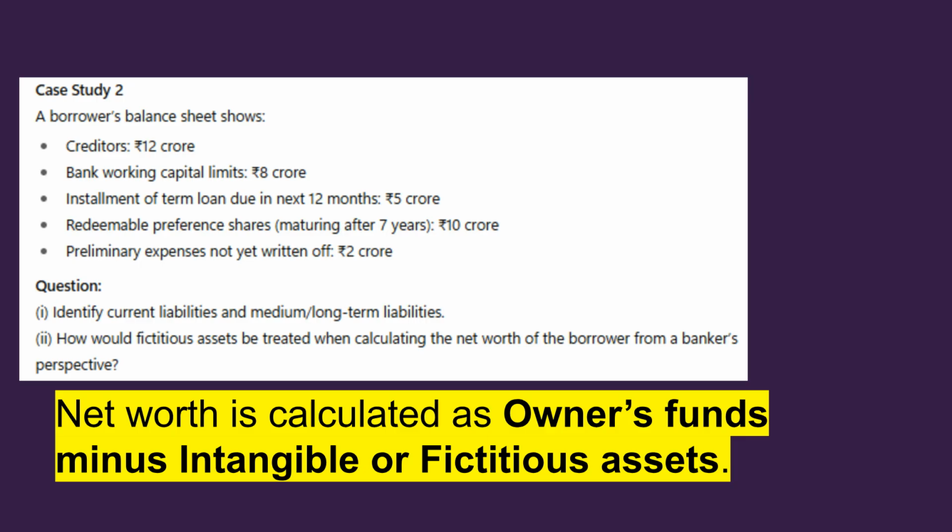Remember, preliminary expenses not yet written off is a fictitious asset. These do not represent realizable value. Hence, they must be deducted from net worth while assessing financial strength. Net worth is calculated as owner's funds minus intangible or fictitious assets.